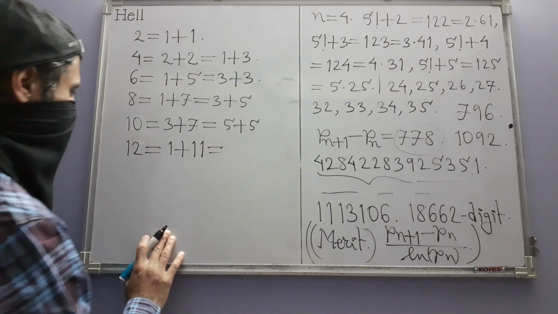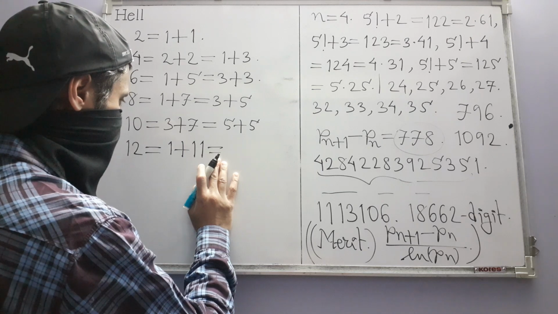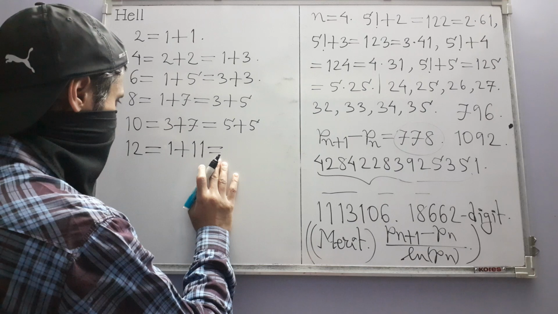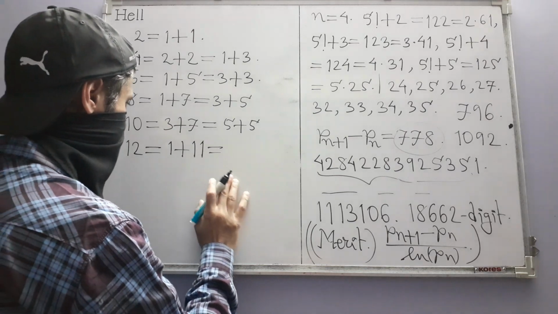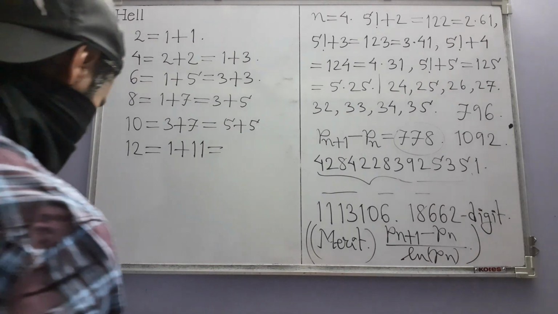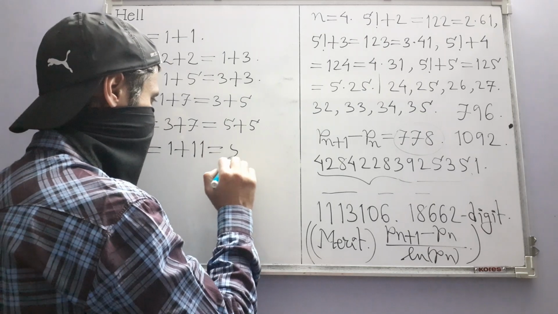How else can we write 12? 2 plus 10 is not 1. Then 3 plus 9, 4 plus... Is there anything else? Yeah, of course, 5 plus 7.